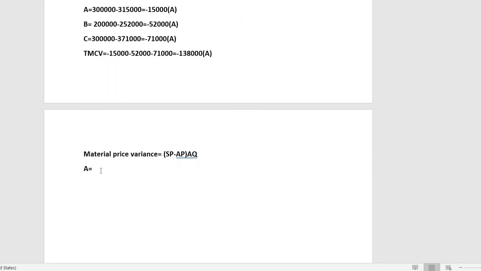Standard price is 10 minus actual price is 9, into actual quantity 35,000. That is 10 minus 9, which is 1, and into 35,000, the total is 35,000, which is favorable variance, no negative here.